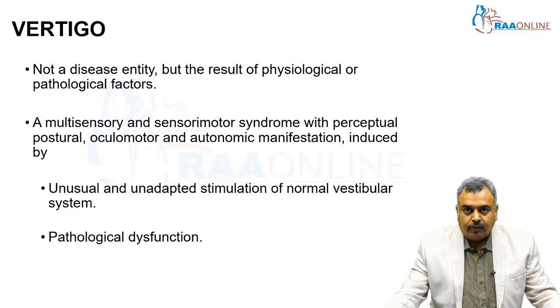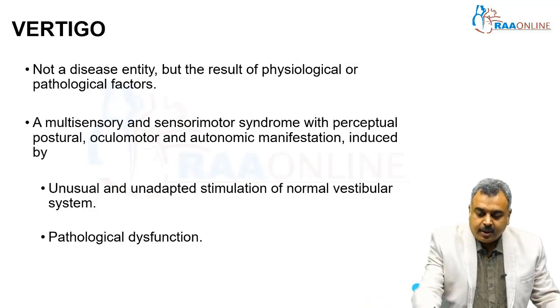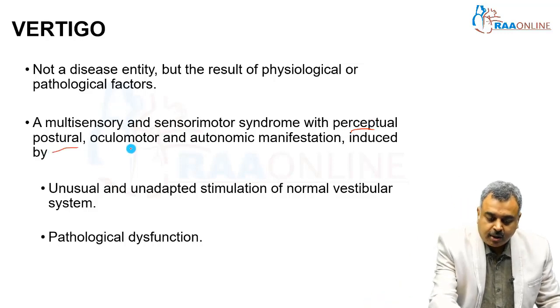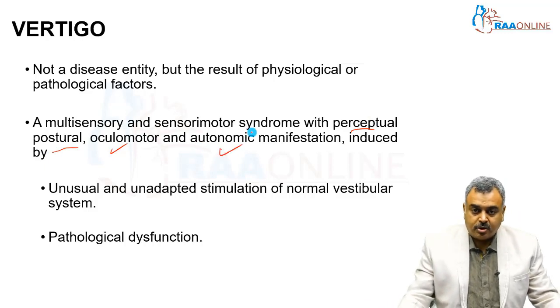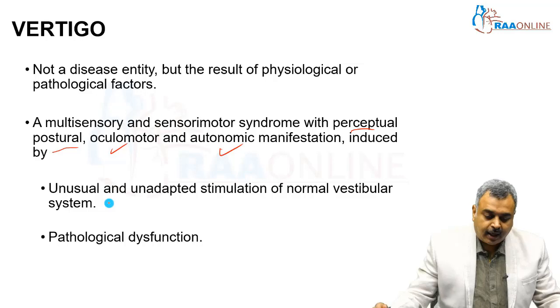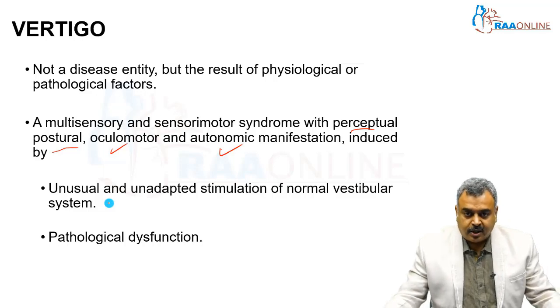So when we talk about vertigo, we have to realize that vertigo is not a disease entity, but it is a result of physiological or pathological factors. It is a multisensory and a sensory motor syndrome with perceptual, postural, oculomotor and autonomic manifestations, which is induced by unusual and unadapted stimulation of the normal vestibular system or a pathological dysfunction.